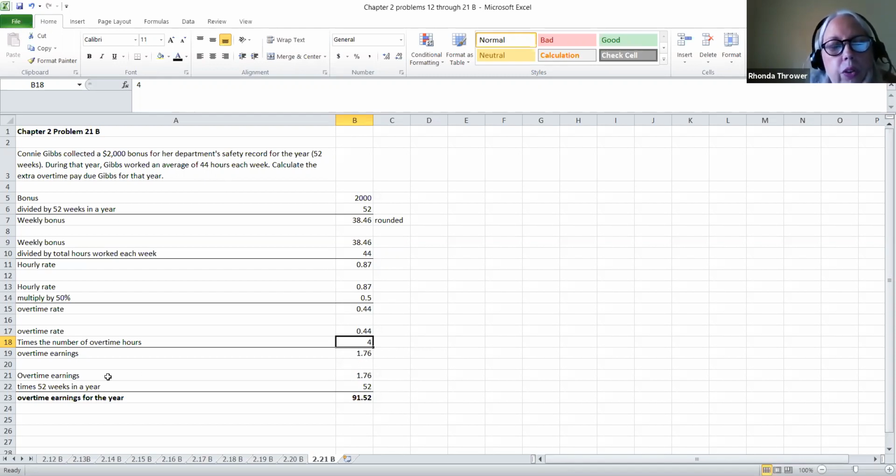To find the overtime earnings, we're going to take $1.76, and then we're going to multiply that by 52 weeks in the year, and that will give you the total overtime earnings for the entire year. So this is what it would be each week for that bonus that they have incurred, and then we'd multiply that by 52 weeks, and the total overtime earnings for the year is $91.52.